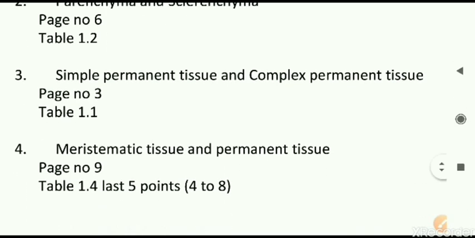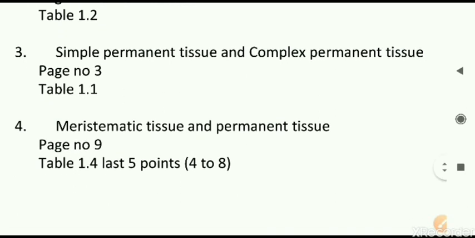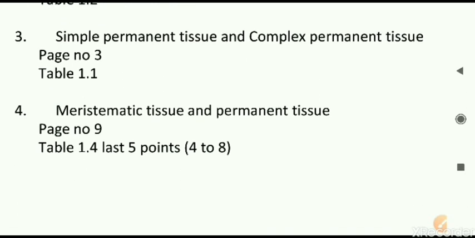Next is simple permanent and complex permanent tissue, that is on page number 3, table number 1.1. In the last one, that is fourth answer, meristematic tissue and permanent tissue. This is on page number 9. Here, this table number 1.4, many points are given.